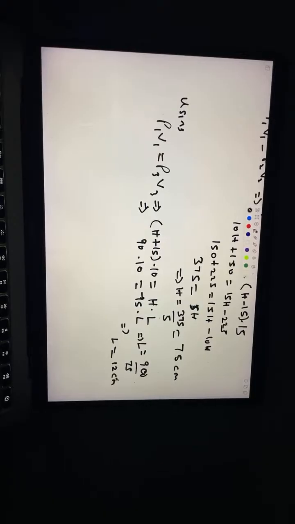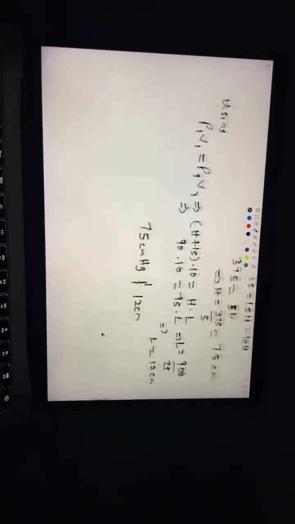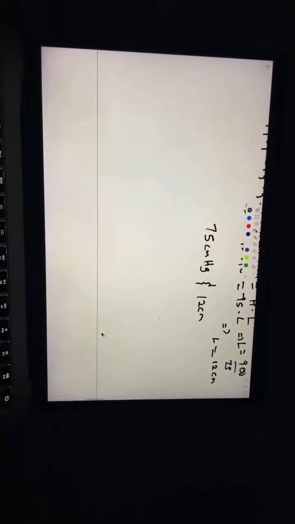So the answer to that question, they said we should look for the atmospheric pressure. So that was 62. Look for the atmospheric pressure and the length of the air column. So that will be 75 centimeters mercury and 12 centimeters respectively. And that gives the answer to that particular question.